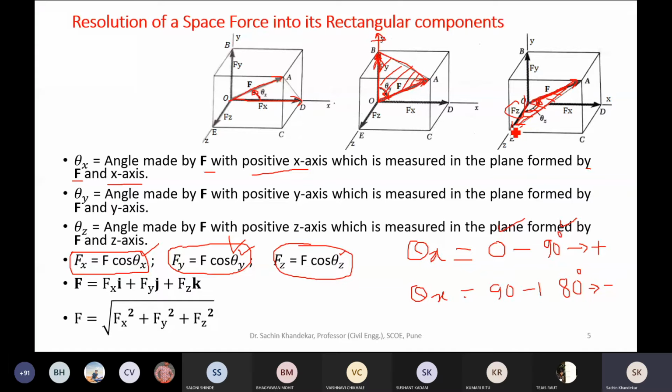Negative sign means it will be acting in the negative direction, maybe negative x direction, or maybe negative y direction, or maybe in negative z direction. Understood what I said? Any doubt till this discussion? Fine. Okay.